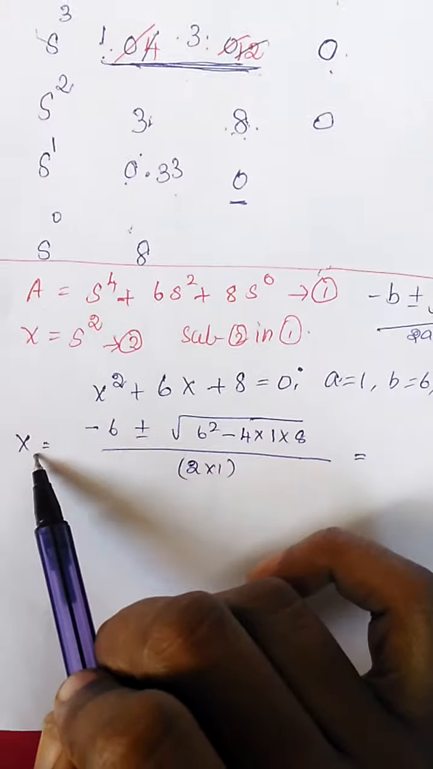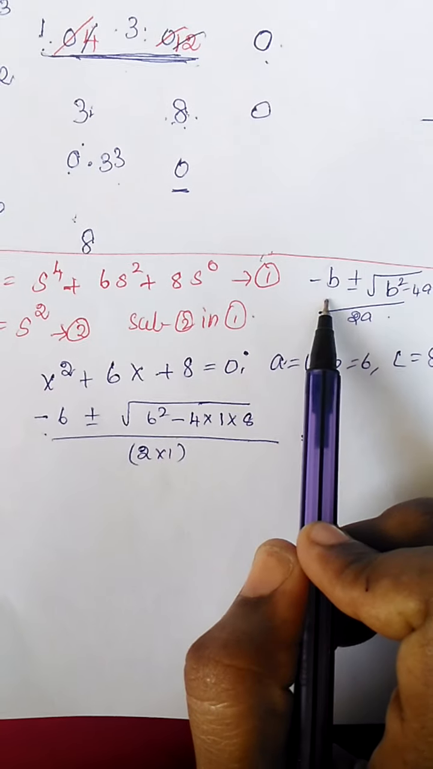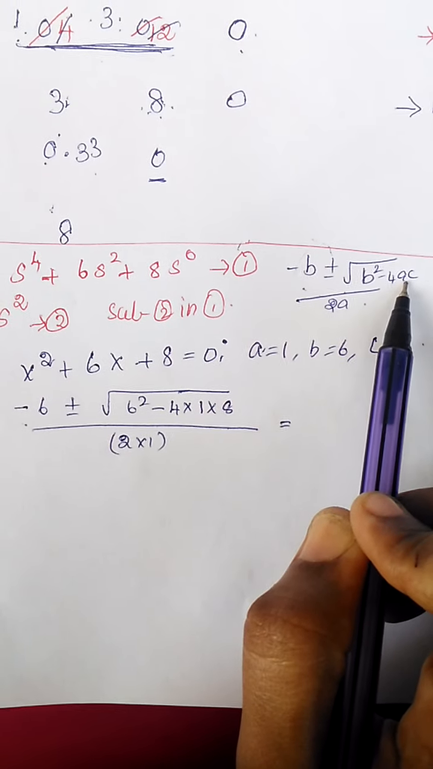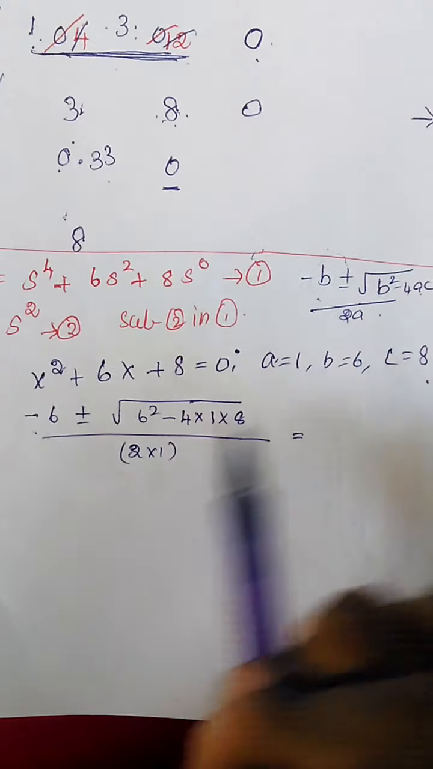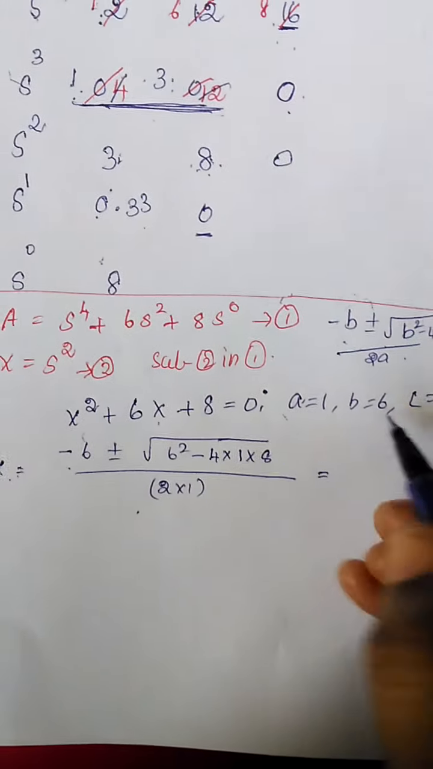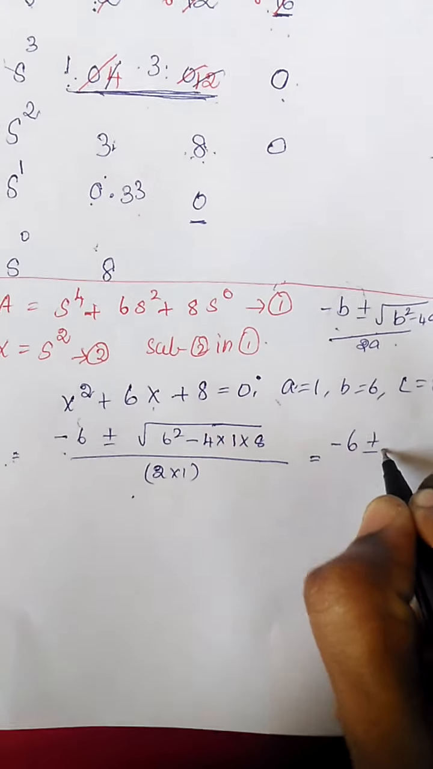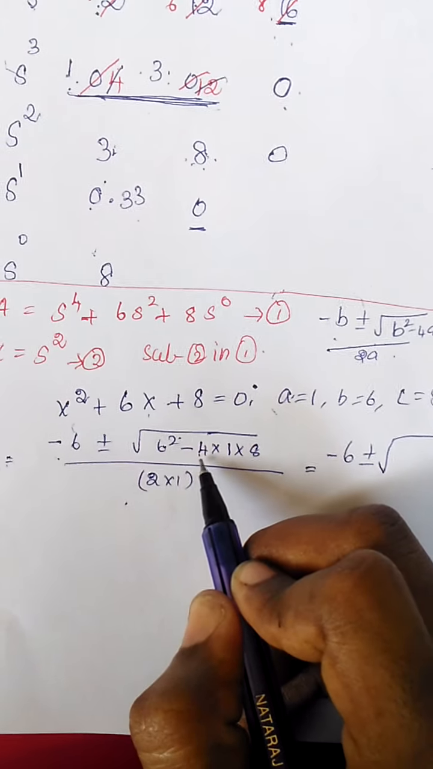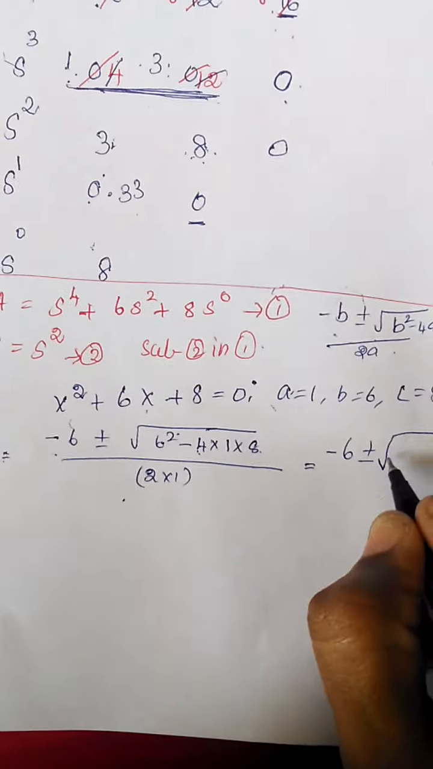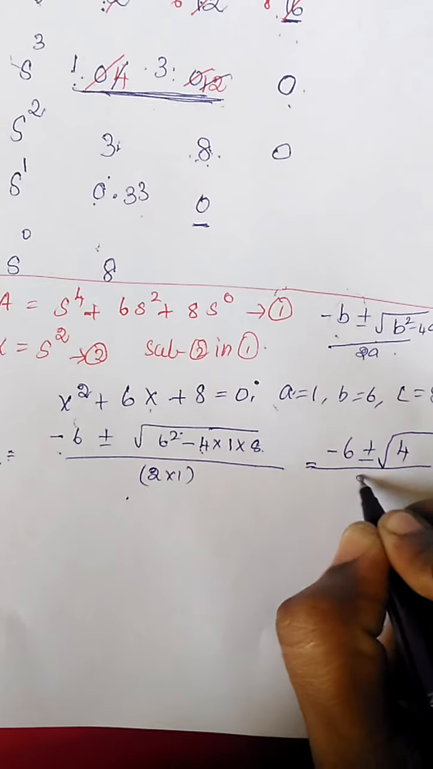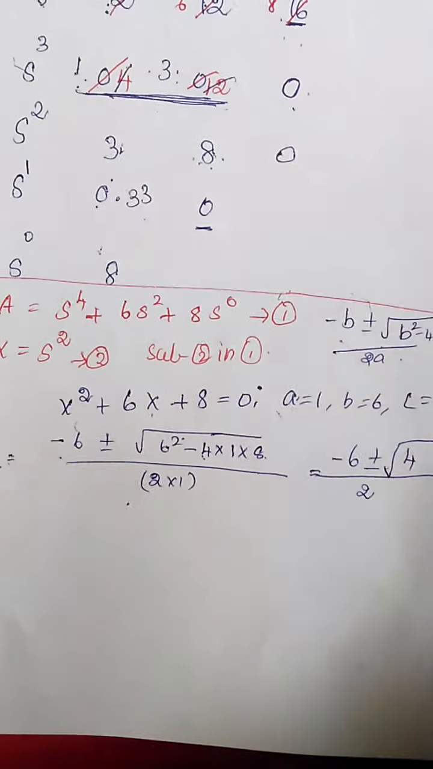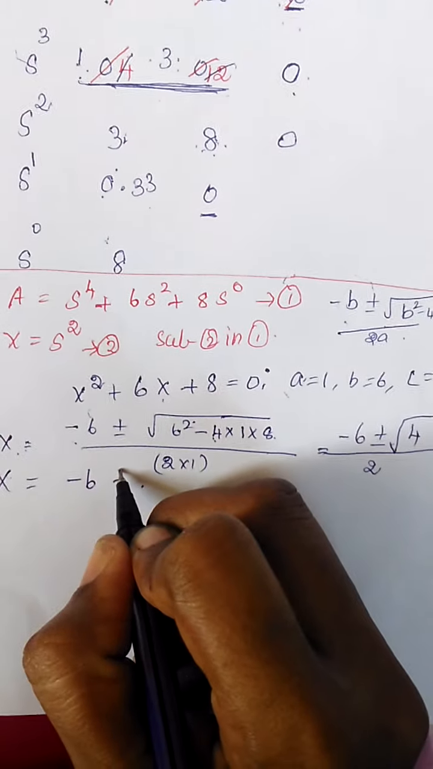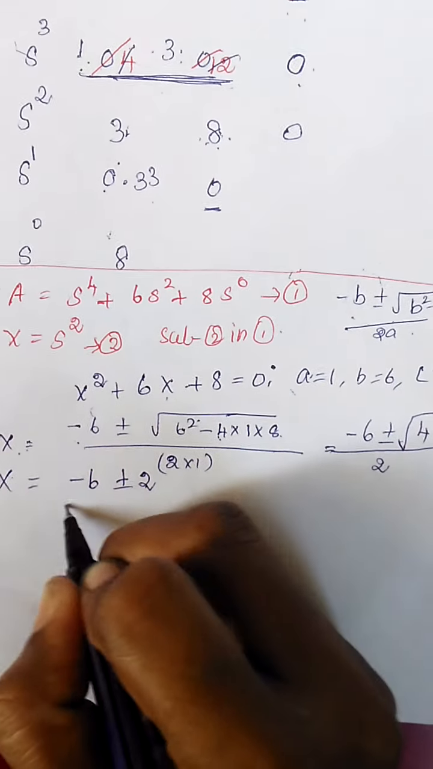I'm going to find the roots. X equals minus b, which is minus 6, plus or minus root of 6 square minus 4 into a value 1, c value 8. I'm going to find the roots value. See this, minus 6 plus or minus root of 6 squared, which is 36, minus 8 into 4, 32, so your answer is 4. Then divide by 2, and simplify this. So x equals minus 6 plus or minus 2 divide by 2.